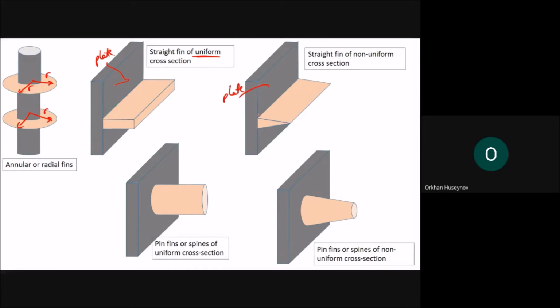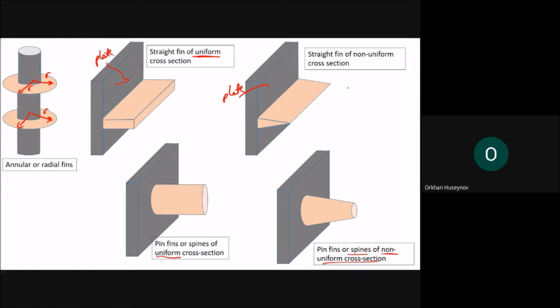And you have the non-uniform. So here the area is constant. So you have the rectangular area of this one everywhere. But here you can see that the area decreases in the direction of the heat transfer of conduction. These are called the pin fins, with uniform cross section, and the pin fins are also of non-uniform cross section. Okay. The uniform and the non-uniform.